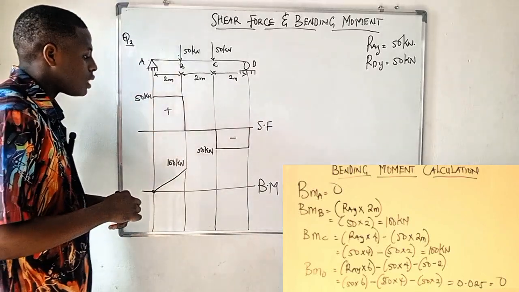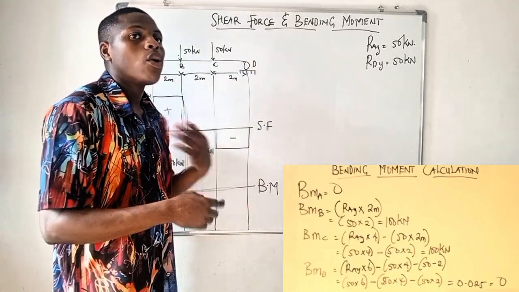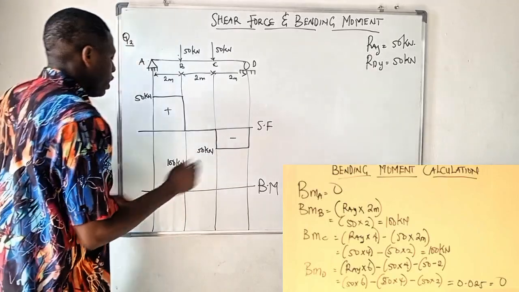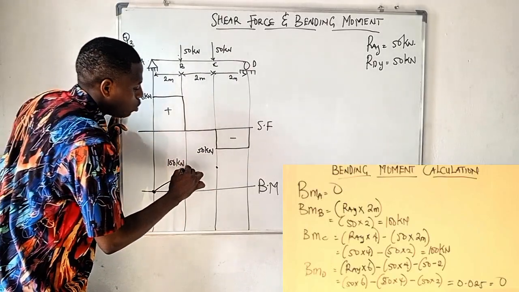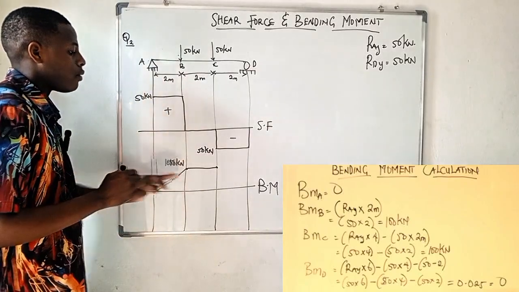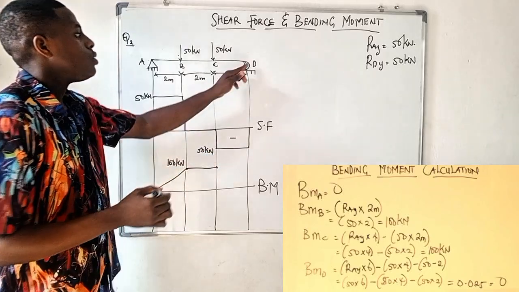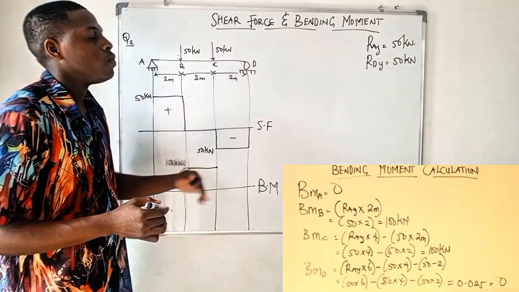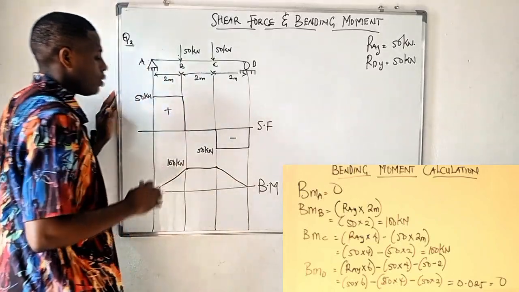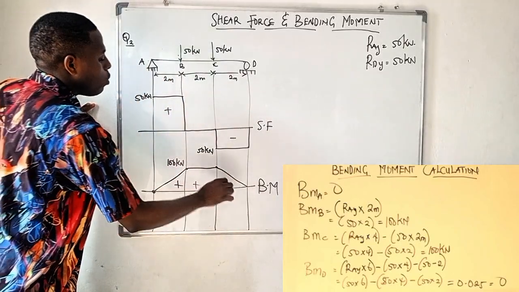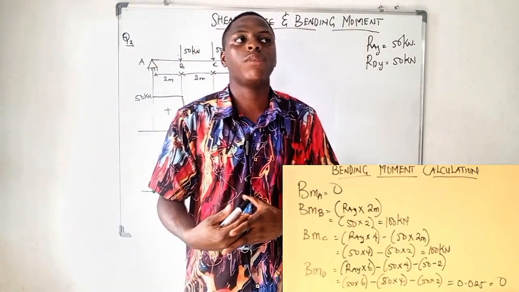Now the next one, bending moment at point C. At point C, remember, we had the same 100 kilonewton. So where will it be? It will be on the same line. So since it's on the same line, you draw a horizontal line across, and from this line down to point D. What's your bending moment at point D? I told you the bending moment at point D, when we calculated, we got 0. So we are going back slanted to point 0. So this is your bending moment diagram. Basically, this is how you draw your shear force and your bending moment diagram.